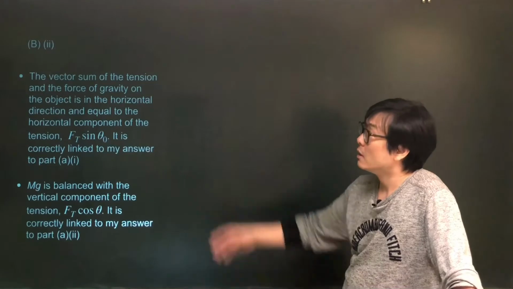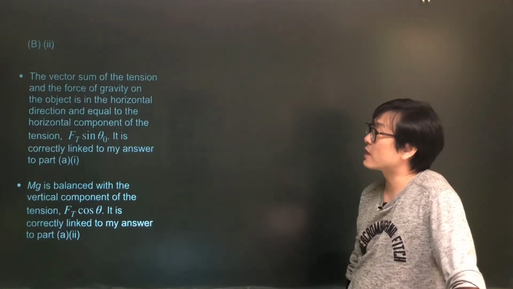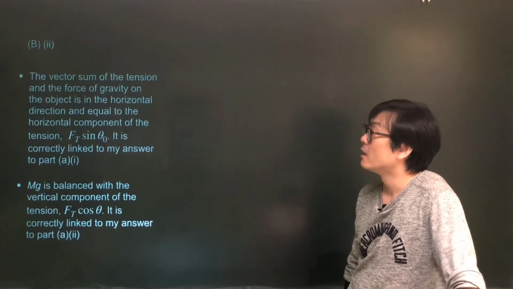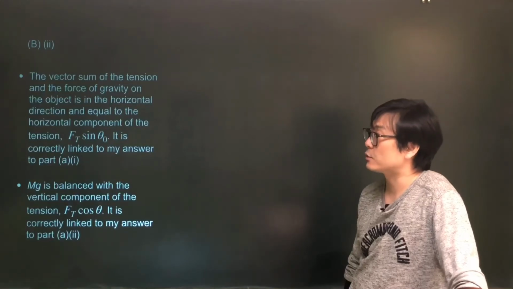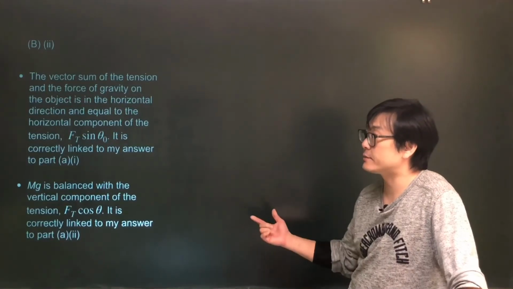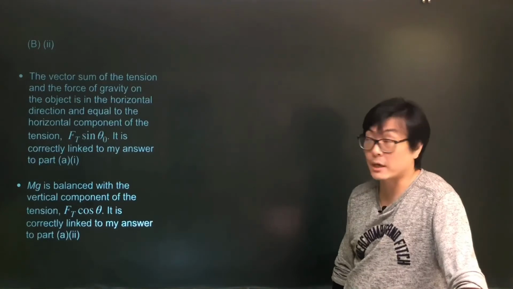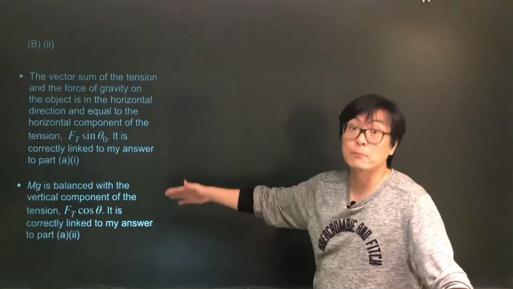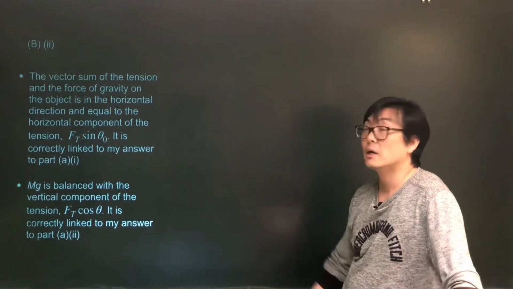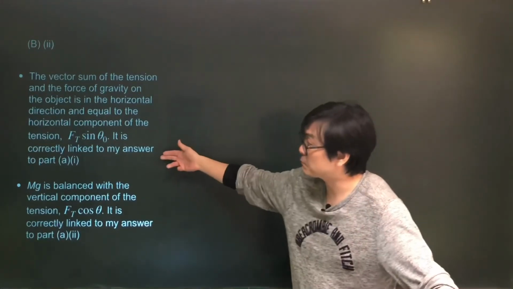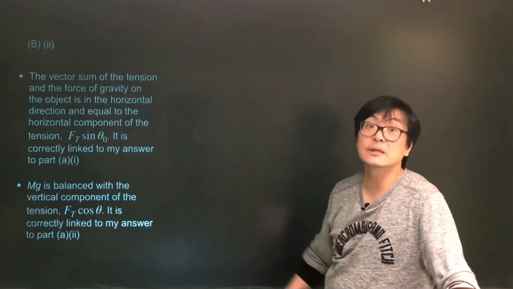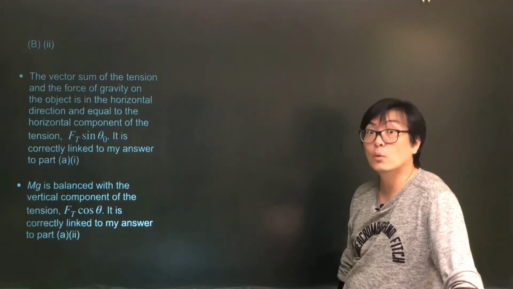So the vector sum of the tension and the force of gravity on the object is in the horizontal direction and equal to the horizontal component of the tension, which is tension sine theta 0. It is correctly linked to my answer to part A1. Like A1 and A2, you need to answer only one of them, not necessarily both. And when you answer, you have to explicitly show what part is linked with your statement.